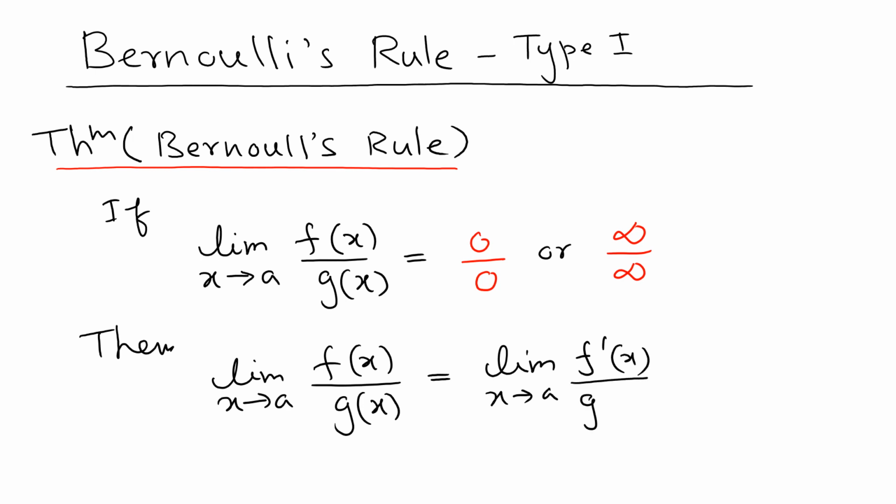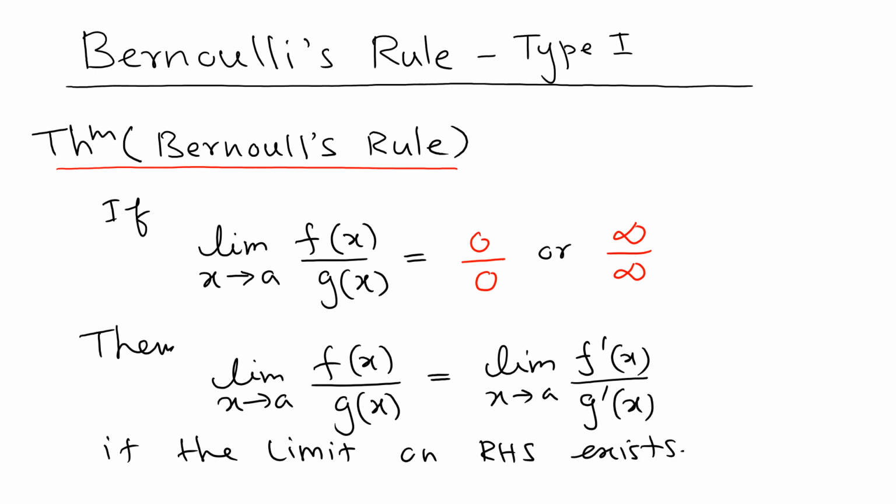This is not the quotient rule. You just take the derivative of each separately, divide them, and take the limit. This is equal to that if the limit on the right hand side exists, and this is very important. Also, this a can be a finite or infinite number. This is sometimes called L'Hopital's rule, but most appropriately it should be called the Bernoulli rule.